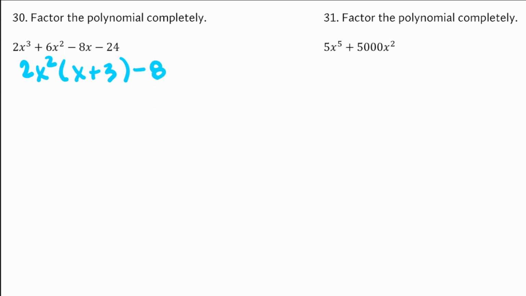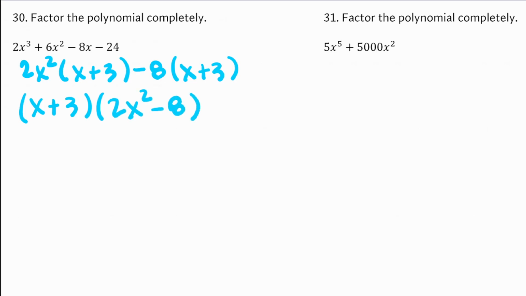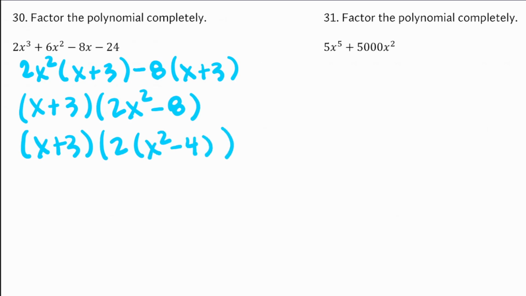I'm realizing that all of those were even numbers, so I could have factored out the 2 at the beginning. But it's not too late. I can still work with this. Okay, and then I'll factor out an x plus 3, and I'll be left with a 2x squared minus 8. And you look at this and it's like, okay, what am I supposed to do with 2x squared minus 8? Well, factor out the 2. And then you're left with an x squared minus 4. And that's something we can work with.